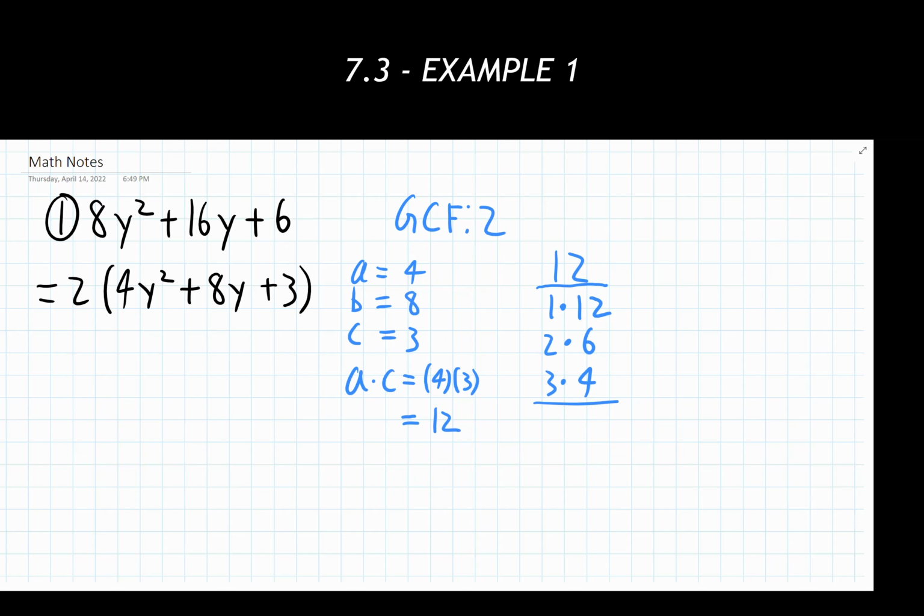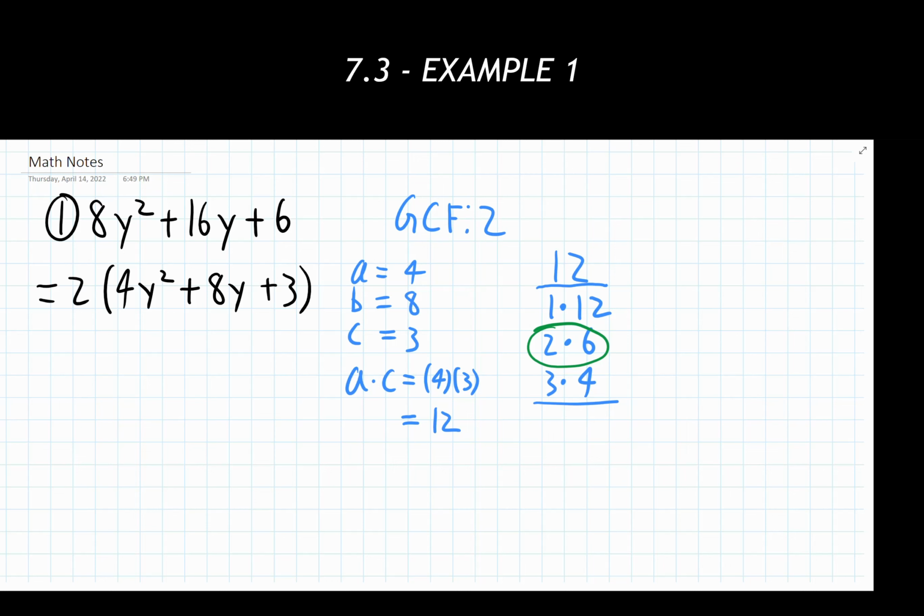1 plus 12, that doesn't work. 2 plus 6, well, that does. 3 plus 4, well, that doesn't. So it's going to end up being 2 and 6 here, I should say. So now we've just completed step 3.